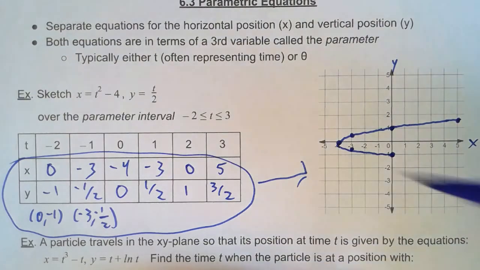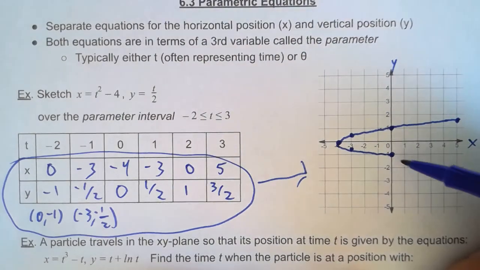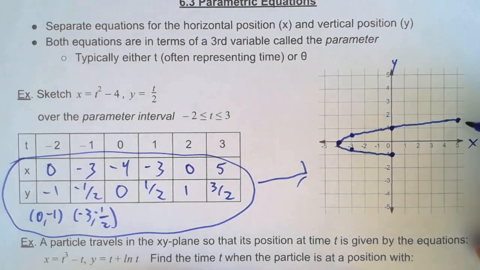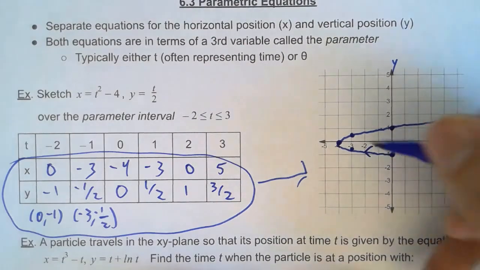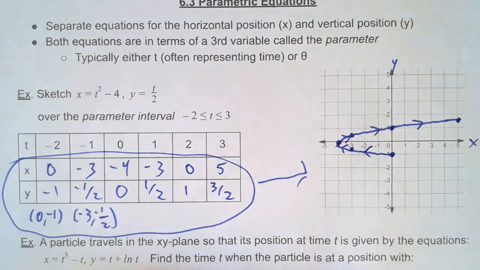The only thing you will see sometimes to indicate the t values is that we'll put arrows along the graph to indicate direction, to say that this was our first t value, that was our last t value. And so we'll have arrows along the graph showing what direction the curve is moving.